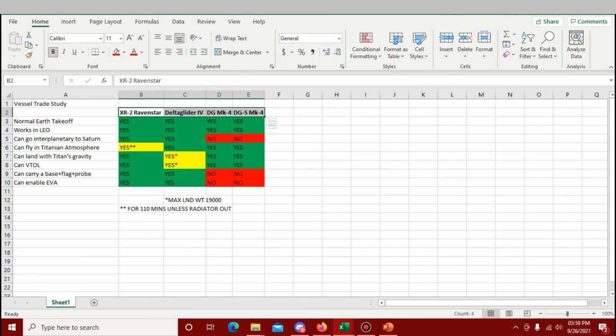But the issue that we're going to face is that we're going to be dealing with larger moons and more of them. So we're pretty much guaranteed to land at higher than 19 metric tons, and yeeting cargo over the side might not solve the issue. As a result, I have decided that the XR2 Ravenstar is the ship to fly. It is the best when it comes to high weight landings in an atmosphere. With the Delta Glider 4, it doesn't matter how soft your touchdown is, you could be going 1 centimeter per second. If it senses a touchdown over 19 metric tons, you're done.